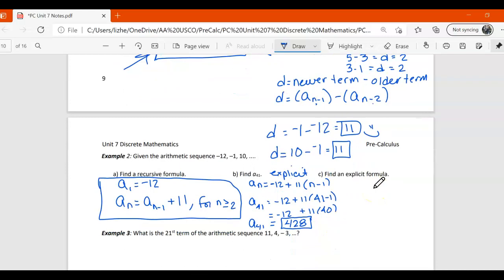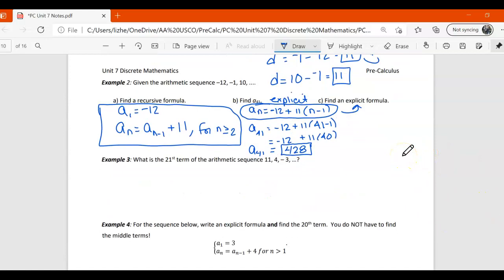All right, and then for C, probably should have put C in front of B, but that's okay. What is the explicit formula? We kind of already wrote that right here. That is your answer for C. Negative 12 plus 11 times n minus 1. Okay? Moving on to example 3.